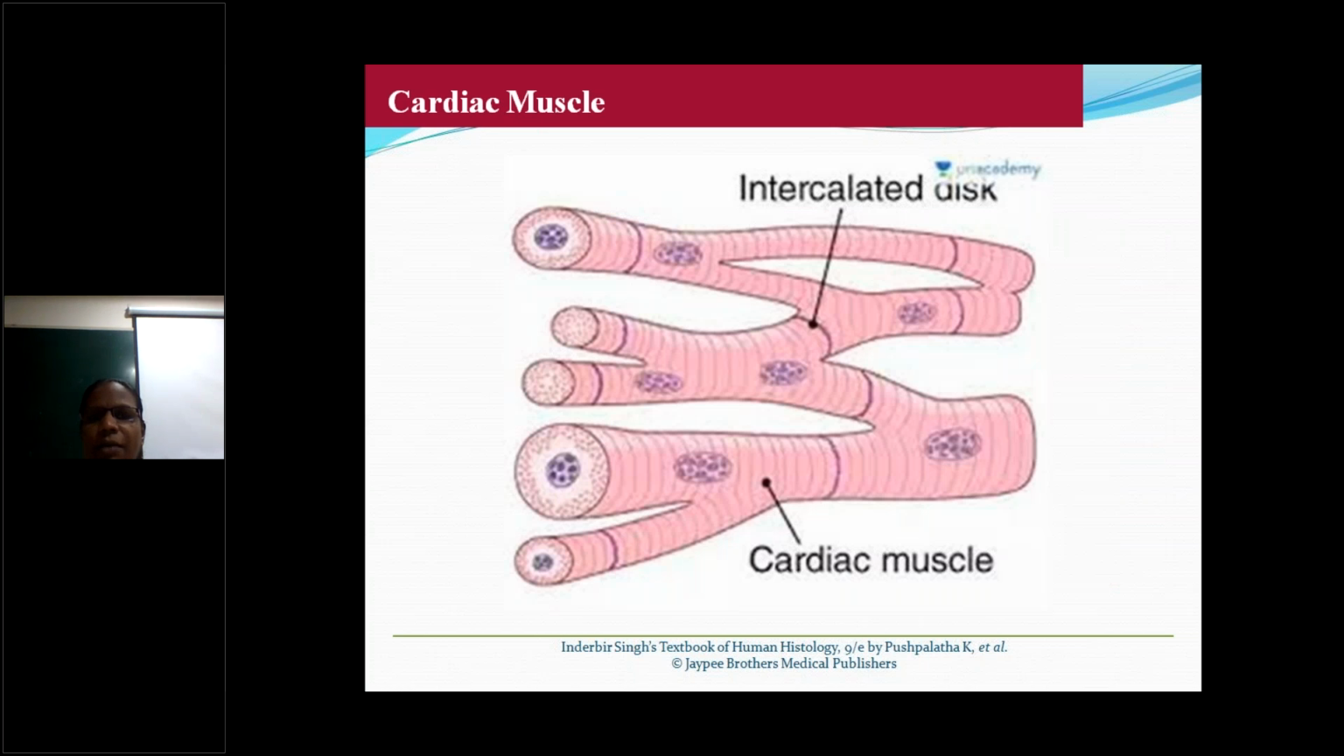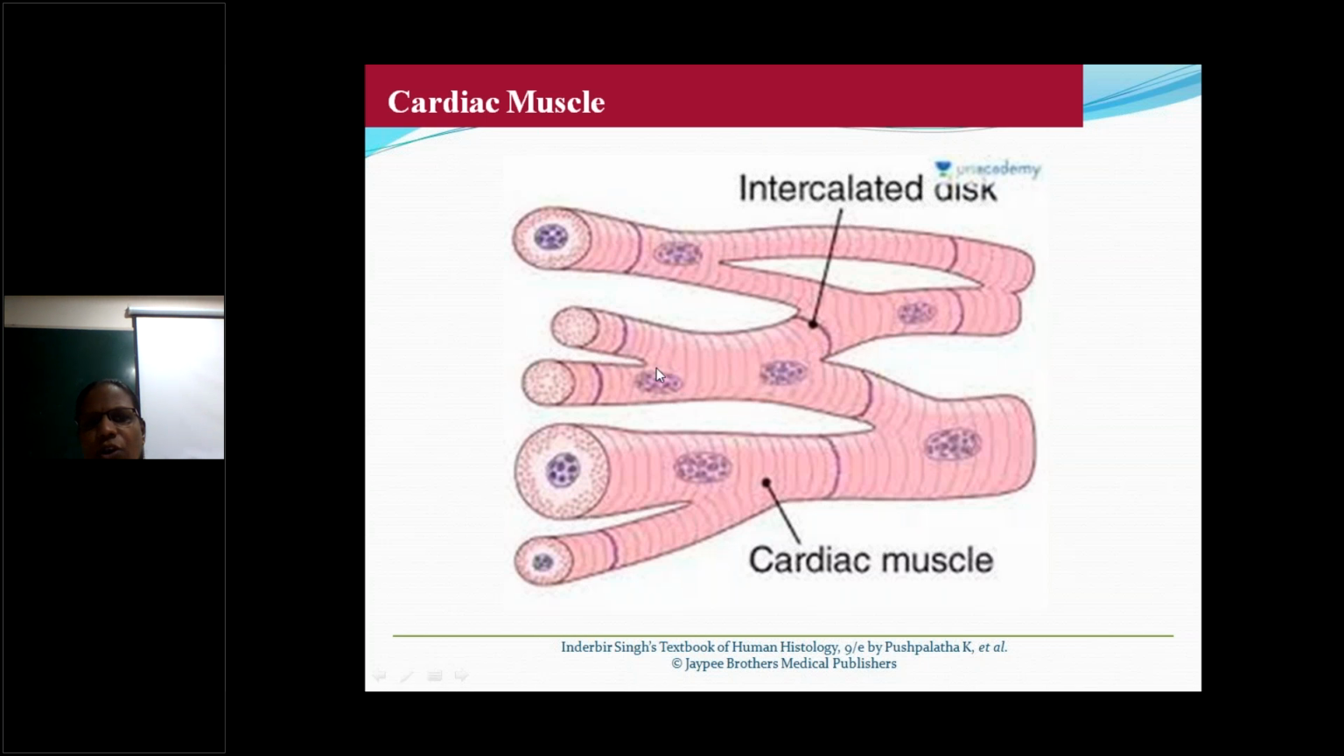Next one, coming to the cardiac muscle fiber. Here in the cardiac muscle, you are able to see the cardiac muscle fibers are present. Here also they have a striated appearance. One thing is, in the case of skeletal muscle fiber, we are seeing the nucleus is oval shaped, flattened nucleus towards periphery. Here, enlarged oval shaped nucleus in the center. Cardiac muscle is having enlarged oval shaped nucleus in the center part.